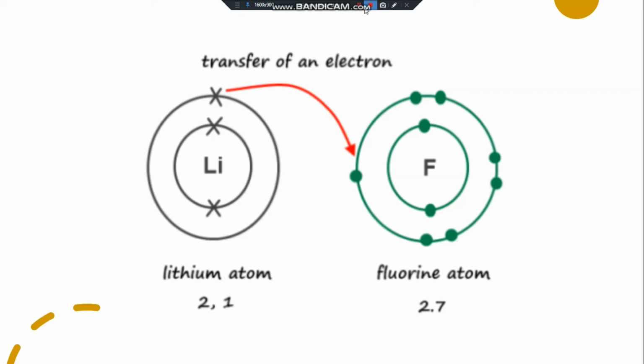Looking at the fluorine atom, it still has 9 positive protons, and now we have 10 negative electrons. This means that we have a 1 overall negative charge, and I will show you that here. Now we call this a fluoride ion, and they both have a full outer electron shell. In other words, the electronic structure of a noble gas.